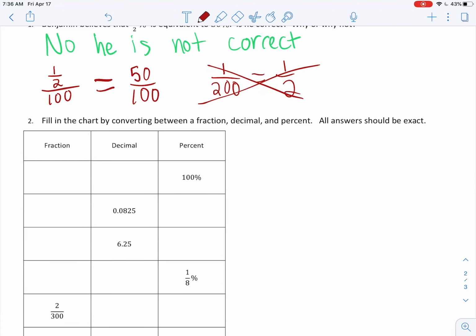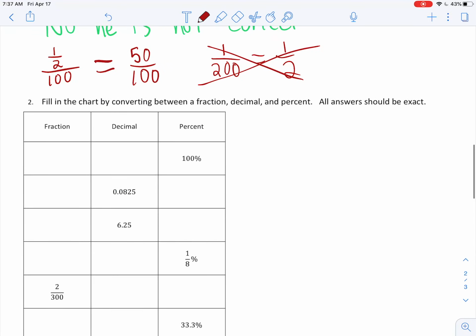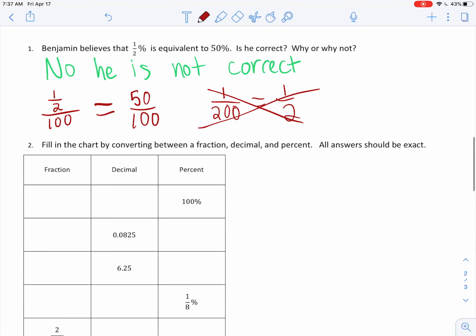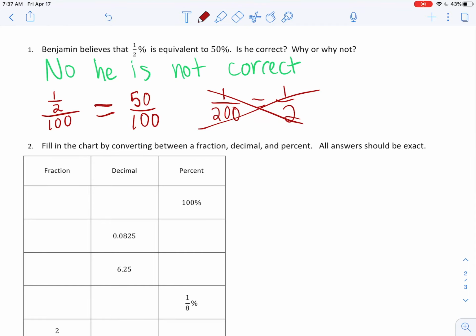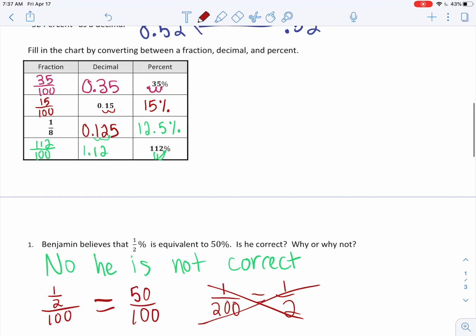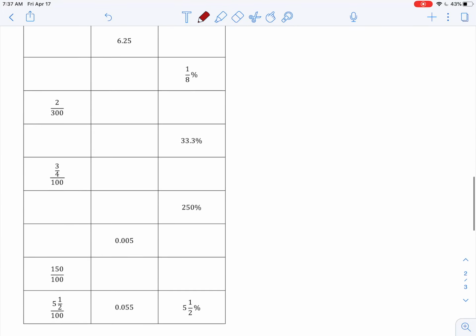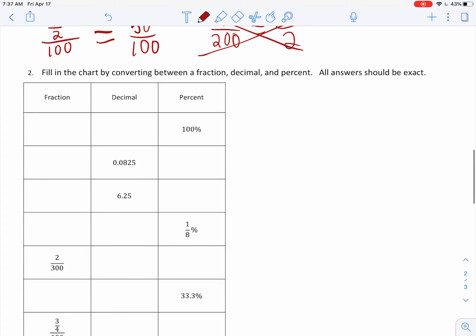Fill in the chart by converting between a fraction, decimal, and percent. All answers should be exact. Okay, so what I'm gonna have you do for tonight's homework is fill in this chart here, just like we were doing in the chart above, okay? So you're gonna fill in this entire chart converting between fractions, decimals, and percents.